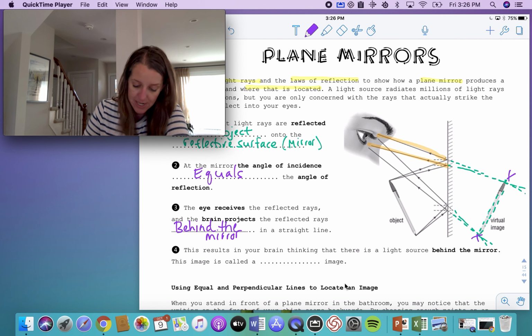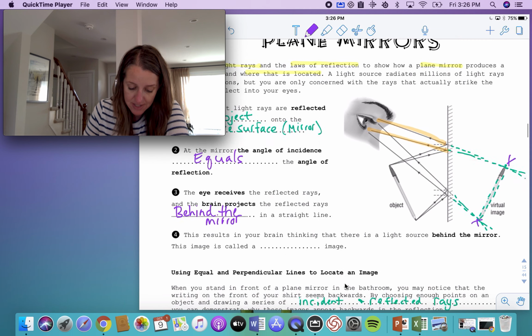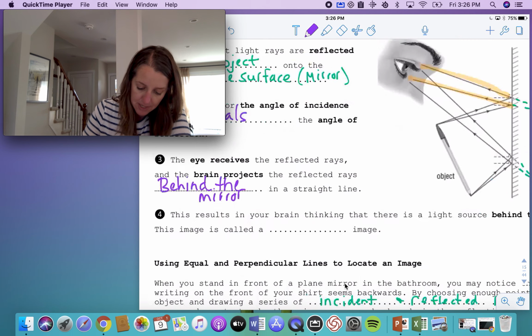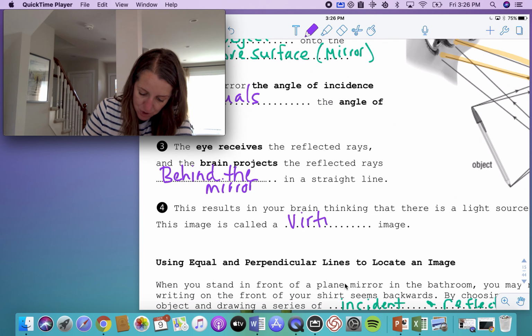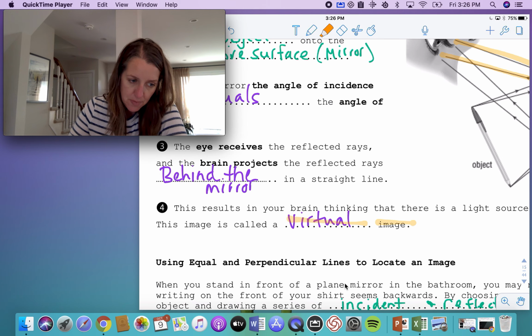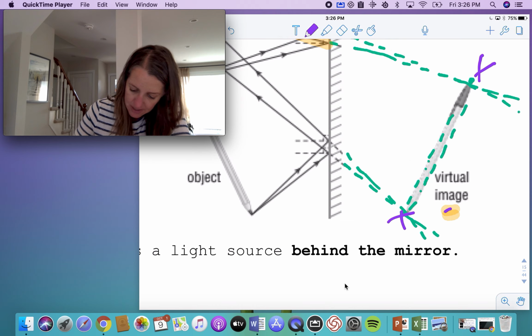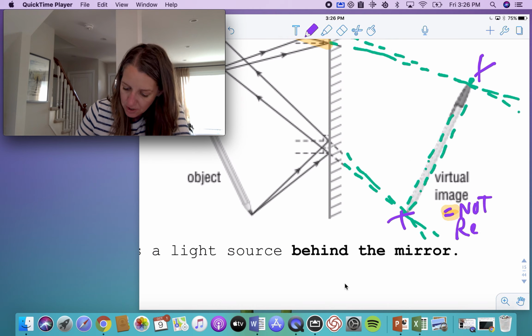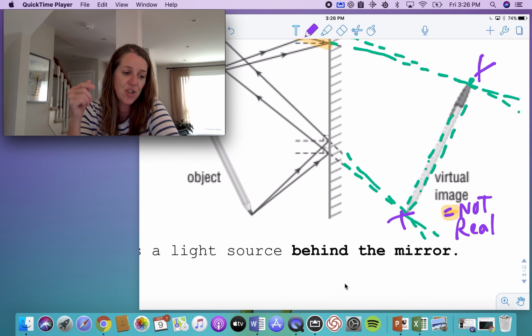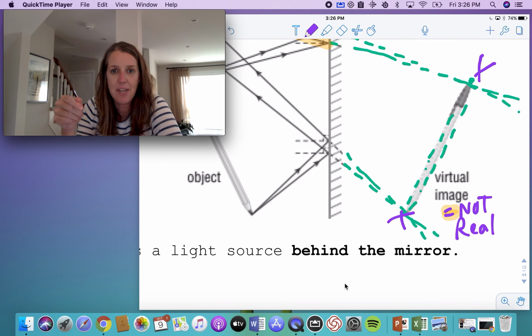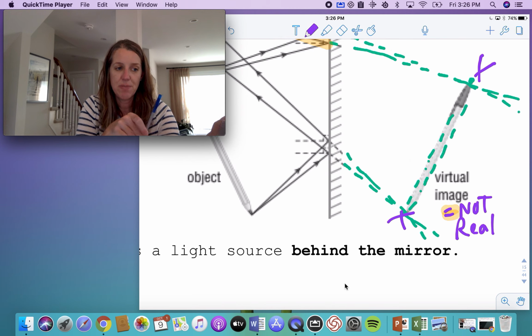All right, number 4. This results in your brain thinking that there is a light source behind the mirror, and this image is something that we call a virtual image. Okay? It is a virtual image. A virtual image means that it is not real. Okay? It is not real. This kind of image is behind the mirror, which means it's not a real image. It's an image, but it's not a real image. A real image is one that I could capture on a screen.